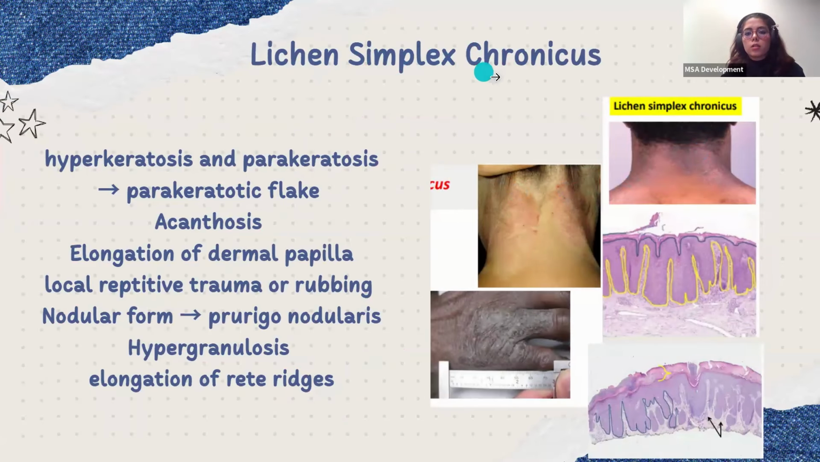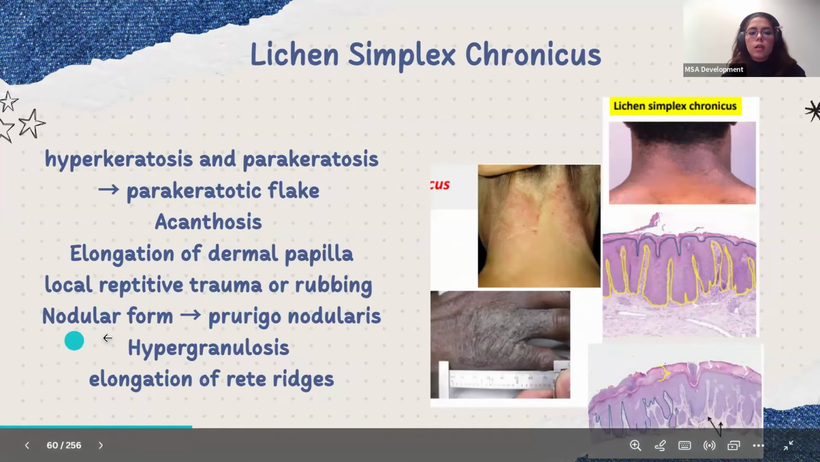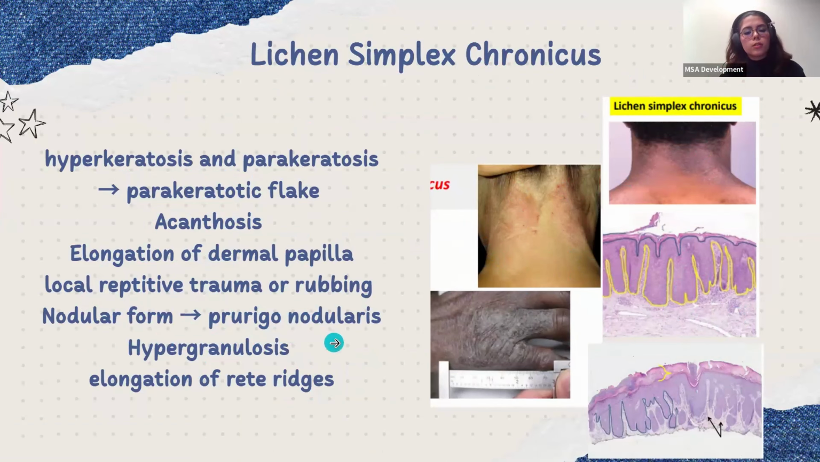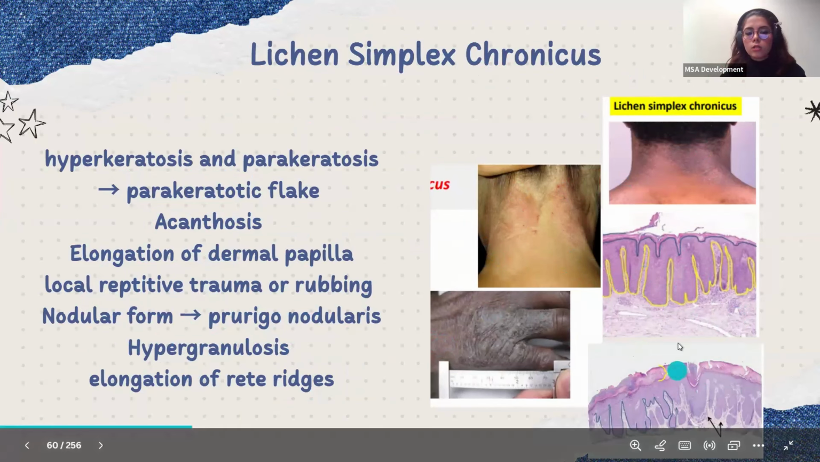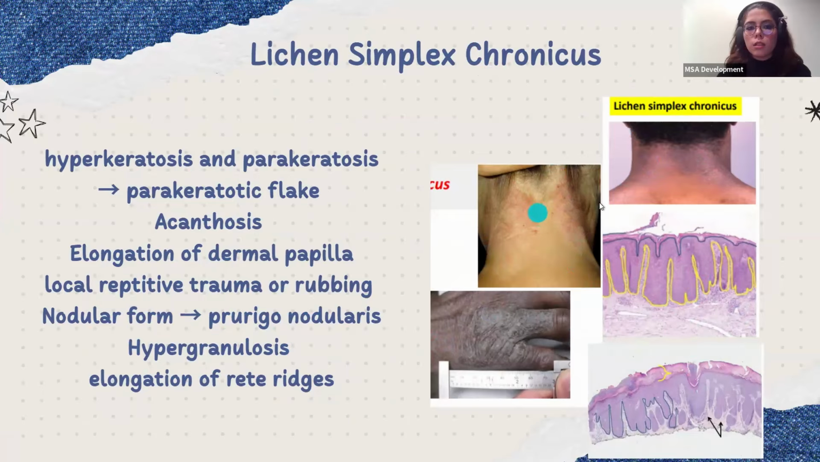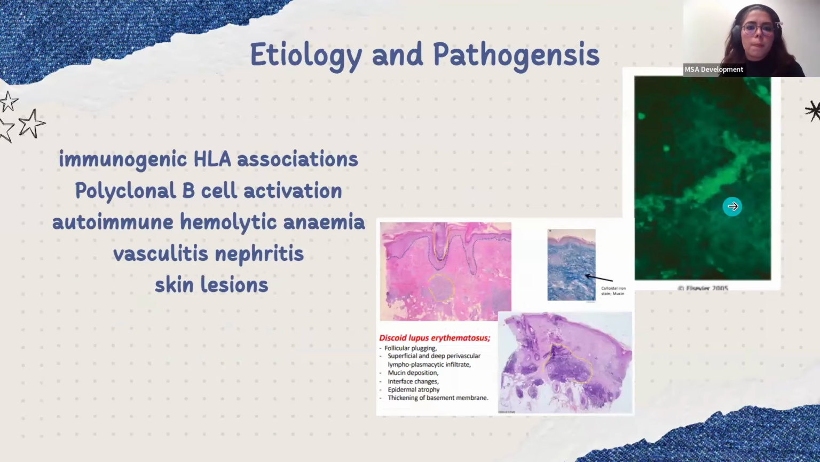Now, lichen simplex chronicus, we did not take this, but this was mentioned for you guys. It's hyperkeratosis and parakeratosis, parakeratotic flake. Okay. Acanthosis, there's elongation of the dermal papilla, repetitive trauma or rubbing. The nodular form is called prurigo nodularis, hypergranulosis, elongation of rete ridges. Just constant rubbing in one area, okay? This is what it looks like. For a case, I didn't see Robin questioning this, but I could be wrong. I might have missed something.